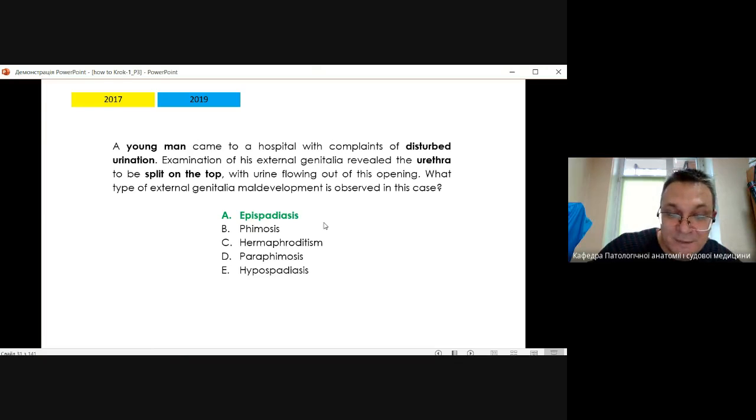In case of hypospadiasis, we would rather see the deformation of the glans penis. In case of phimosis and paraphimosis, we see the fusion on the glans penis. And in case of hermaphroditism, that's completely something out of this topic.